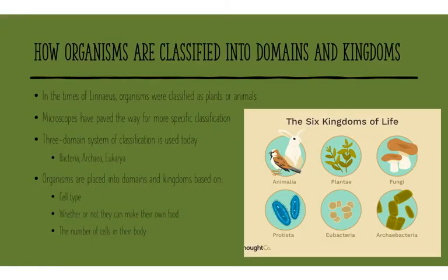All right. So, firstly, we need to understand how organisms are classified into domains and kingdoms. Like I said, in the times of Linnaeus, organisms were only classified into two groups. They were classified as either plants or animals. And as technology has developed and microscopes have become available, they have allowed scientists to look closer at organisms in terms of cell type and how many cells the organisms have. And this has really allowed scientists to further classify organisms into three domains instead of just two.